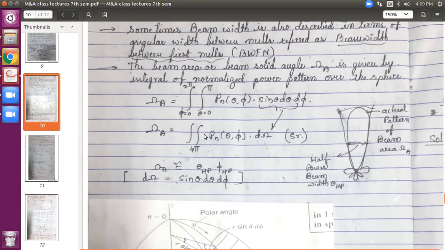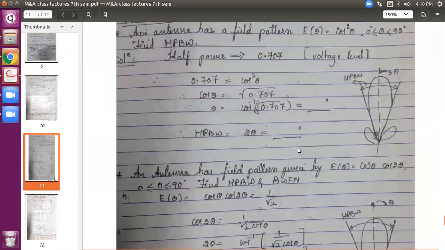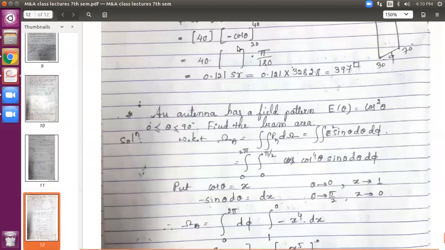Omega A is equal to the surface integral of power sin theta d theta d phi, which is d omega. This we have seen already. Based on that, we'll make use of that formula, which is equal to power and d omega.